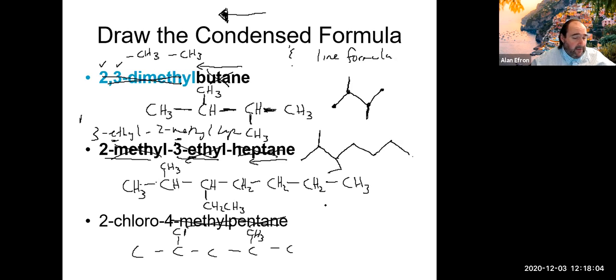Chloro is the way we name chlorine. So remember chloro, bromo, fluoro, iodo are halogens. And again, everything else here will be hydrogen. So we need 3 there. We need 1 there. We need a couple there and 1 there and 3 there.